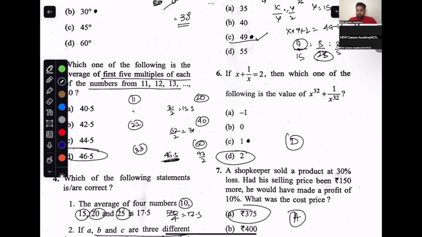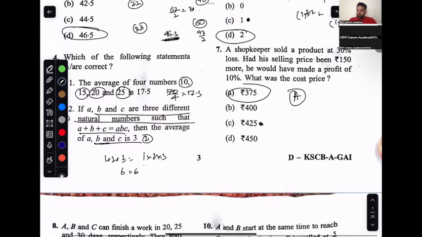X plus 1 by x is equal to 2. This is possible when x is 1. 1 plus 1 upon 1 is equal to 2. 1 raised to power 32 plus 1 upon 1 raised to power 32. 1 plus 1 would make it 2. That's your answer.